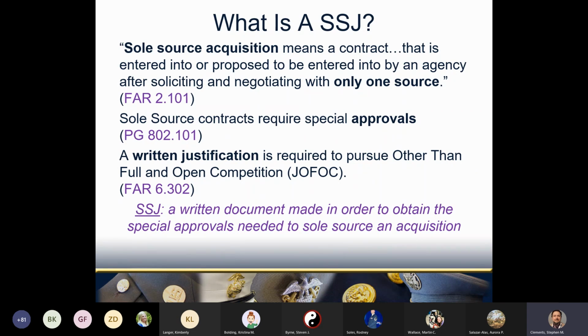So let's start by defining what a sole source acquisition is. Starting at the top, we see FAR 2.101 tells us what a sole source is. Next, Procurement Guide 802.101 tells us they require special approvals like we just talked about. And FAR 6.302 tells us that special approval has to be a written justification to pursue other than full and open competition. So between our references, we can make a definition that a sole source justification is a written document we make in order to obtain the special approvals needed to sole source an acquisition.